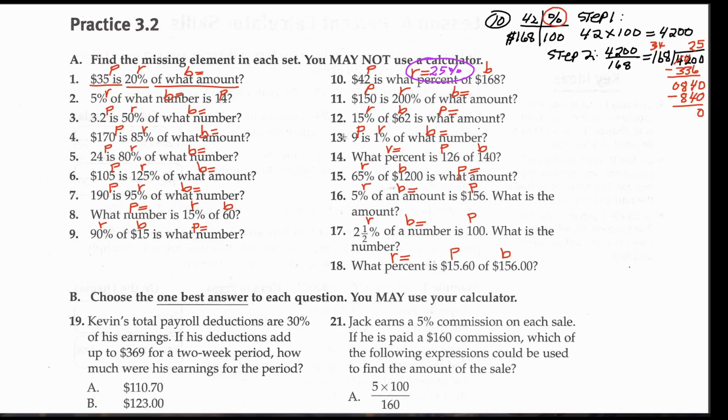Okay, going to number 11. Let's write down the big plus. 100 goes here. Okay, P, which is 150, that goes here. R is 200%, that goes here. And we don't know B. Okay, so in this case, we will need to multiply these two. That's step 1.